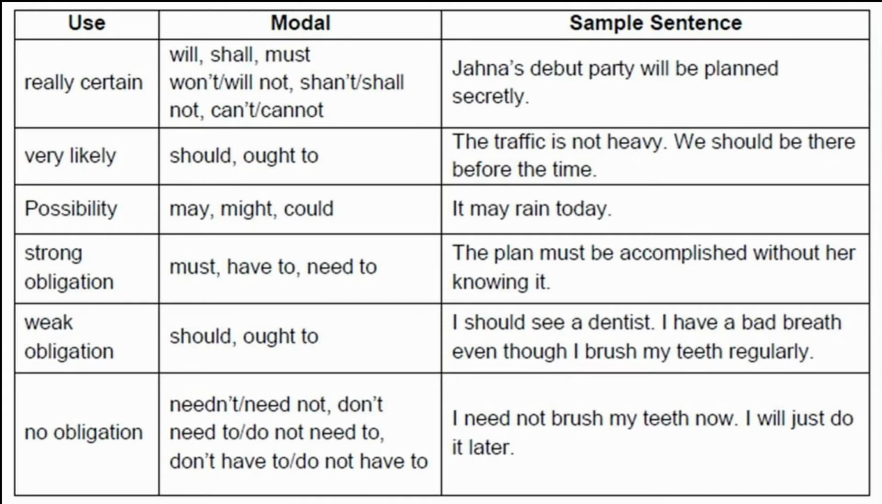The situation for weak obligation is that it need not be done promptly, as it should be for strong obligation. It can be followed not as soon as possible, unlike a strong obligation that should be addressed promptly. Next is no obligation. Modals: needn't, need not, don't need to, do not need to, don't have to, or do not have to. For sample sentence, we have, I need not brush my teeth now. I will just do it later. This is the lowest type of obligation, which means that it depends upon the situation or upon the choice of the subject.